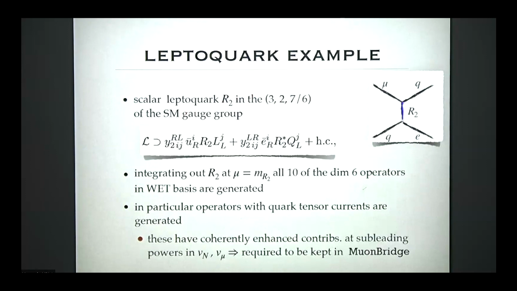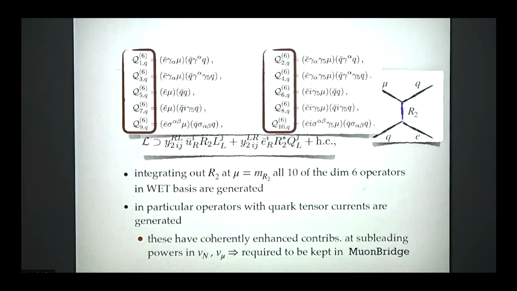So visually, you have muon goes to a quark goes to an electron with a heavy guy that you integrate out. All right. This is complicated enough that you generate all 10 dimension 6 operators. So you end up with all these guys. And in particular, you have the tensor currents, where there are these surprises that at subleading order, there's a coherently enhanced piece. So you would miss by order 1 if you didn't include these Vn suppressed pieces. So it's important to include these seemingly higher order terms.